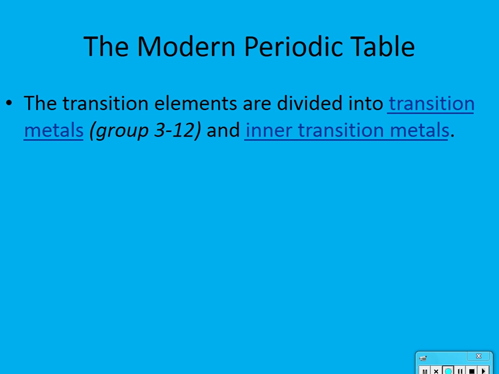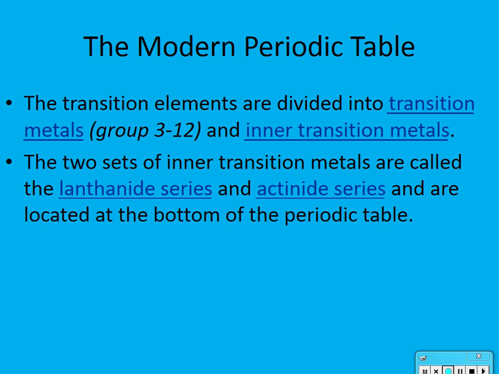If you notice on the periodic table, on the very bottom, there's 2 long rows that are kind of taken out of the periodic table. We call these the inner transition metals. They're called the inner transition metals because they really should fit inside the periodic table right here. But to save space, they just kind of drag them down to the bottom and take them out. So they're called the inner transition metals.